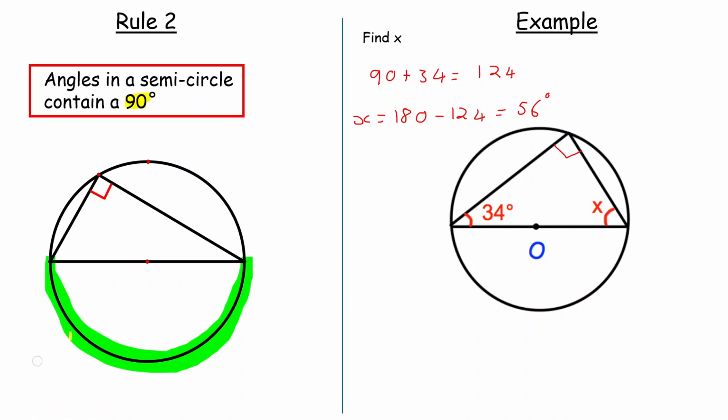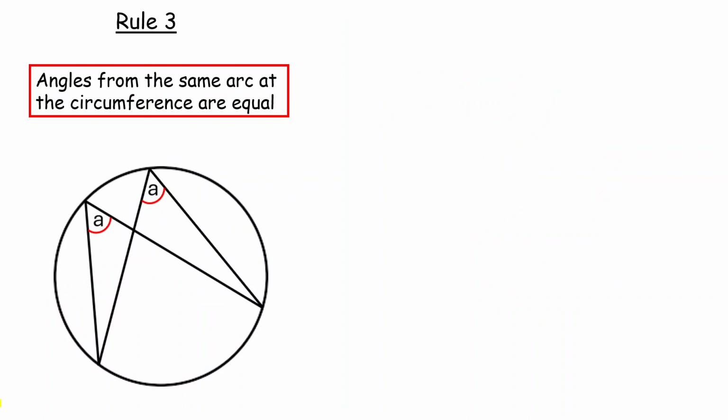So it's just about being able to recognize that if you see that, we need to use this. So make a note of rule number 2. Rule 3, which is a nice one. It says angles from the same arc.